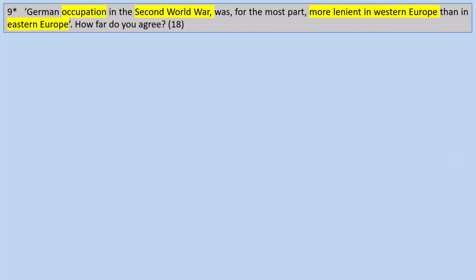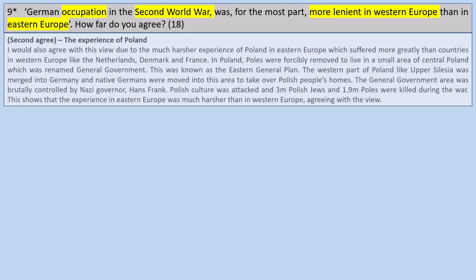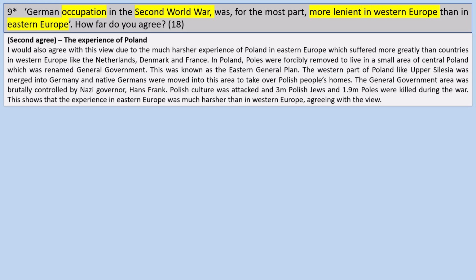Okay, so we've agreed by saying the Netherlands was probably more lenient. So now we need to agree by showing how life in Eastern Europe, in Poland, was a lot harsher. So our second degree is going to be the experience of Poland.